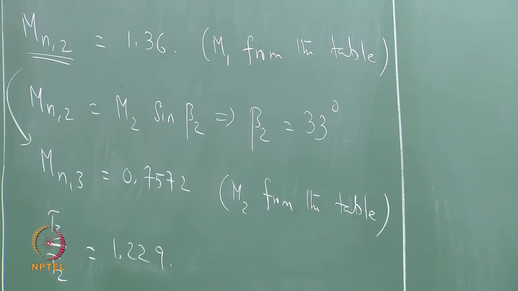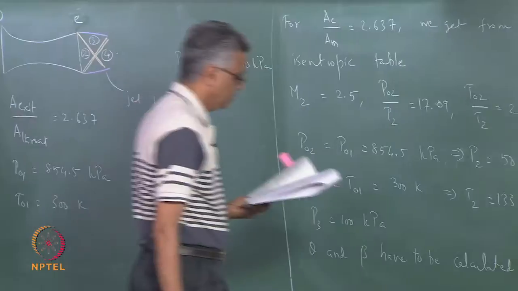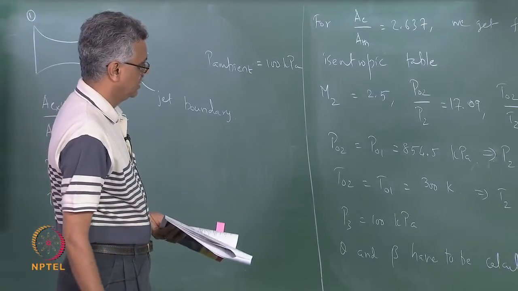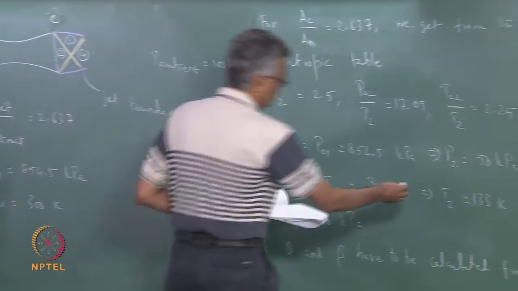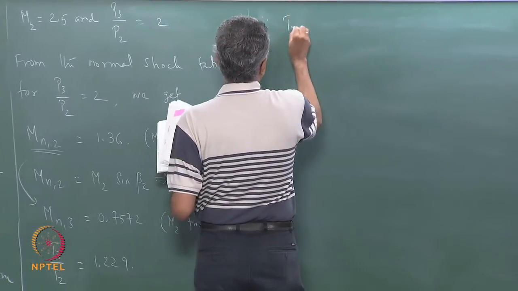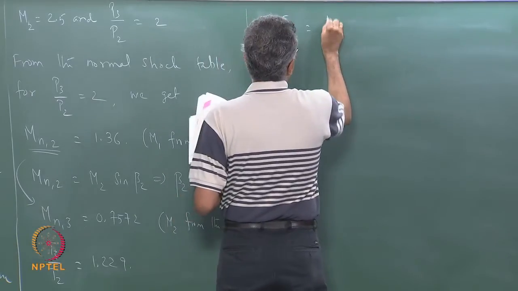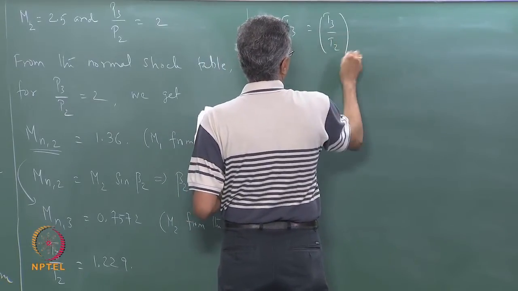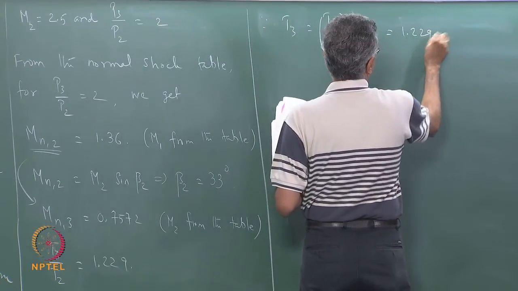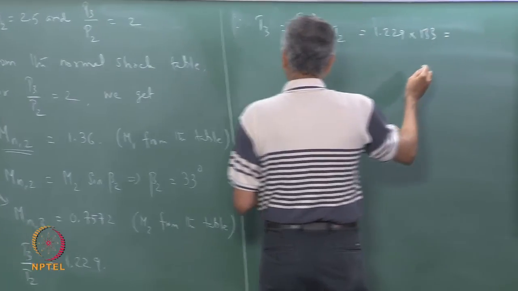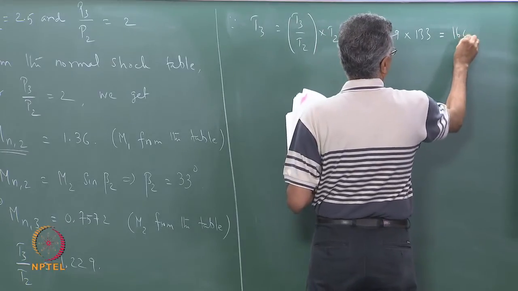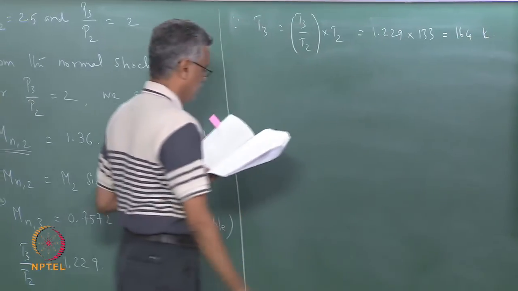So, T2 is known, there are some quantities that I can calculate from this. Remember, I know T2 from here, 133 Kelvin. So T3 is equal to T3 over T2 times T2, and that gives me 1.229 times 133, which is approximately 164. We say that this is 164 Kelvin.